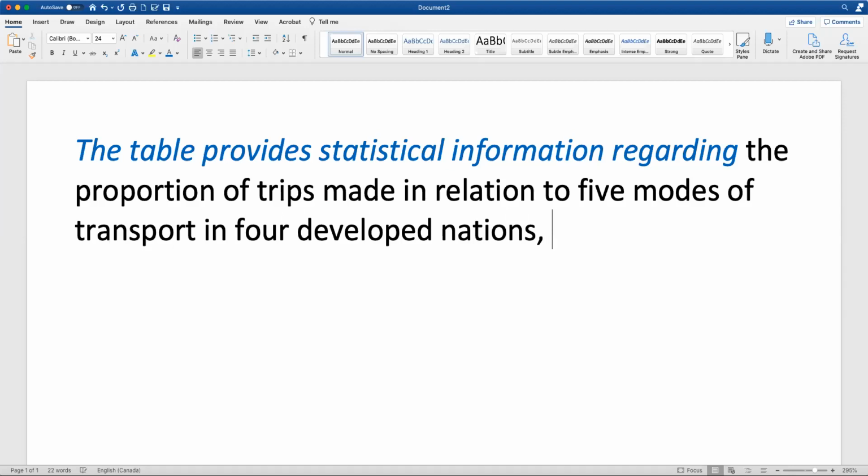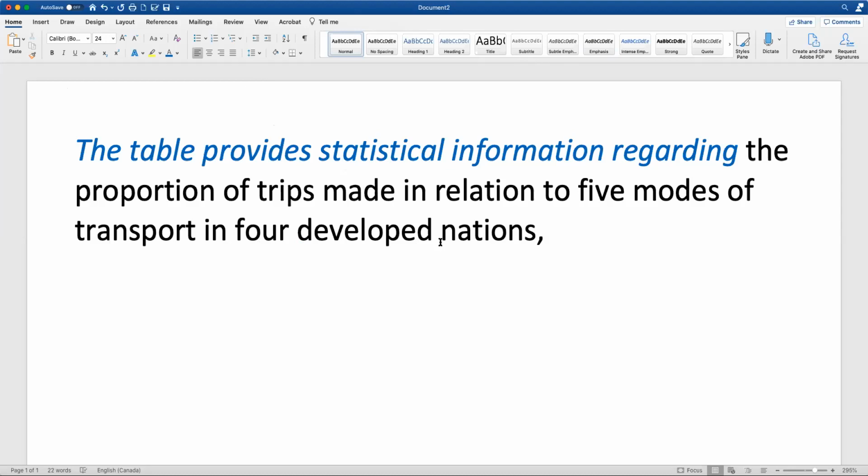Okay, so all I did, remember what we have to do is change the question as much as we can. So it said there the percentage of journeys, we said the proportion of trips made by different forms of transport. We say made in relation to 5 modes of transport. In 4 countries, we said in 4 developed nations. Because they're all developed. Okay? Yeah.